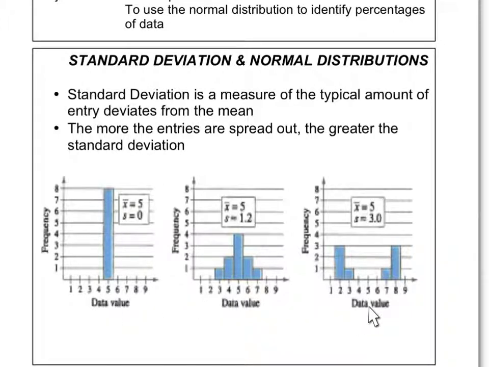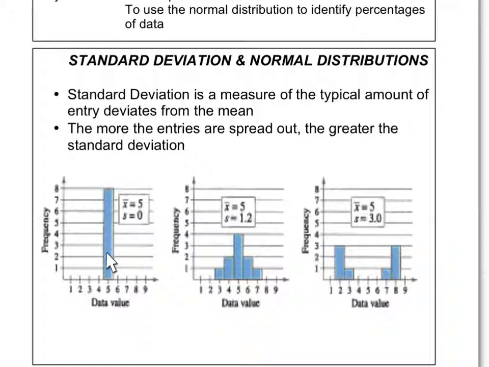You'll notice again here on this first example, the mean is 5, okay? And the standard deviation is 0. So as you look at this, you'll notice all the data points are at 5. This is how many times 5 came up. Notice nothing else came up, which means the standard deviation is 0. That means everything is exactly at the mean.